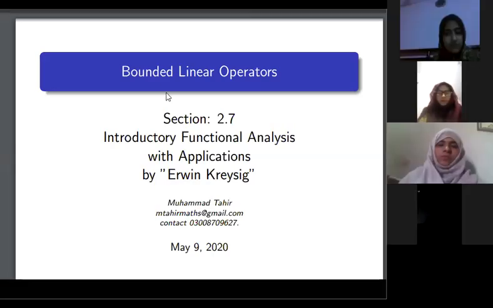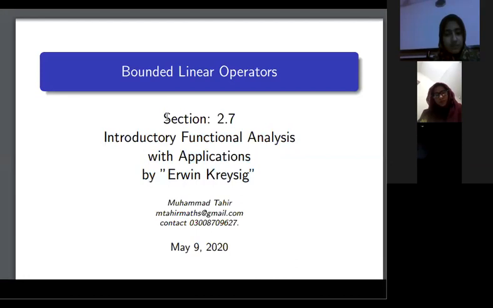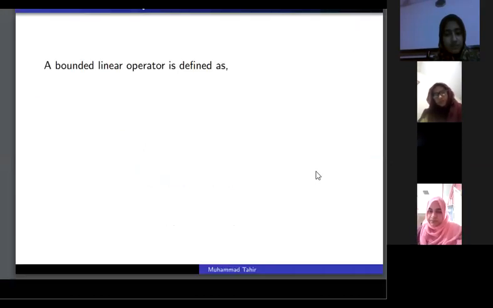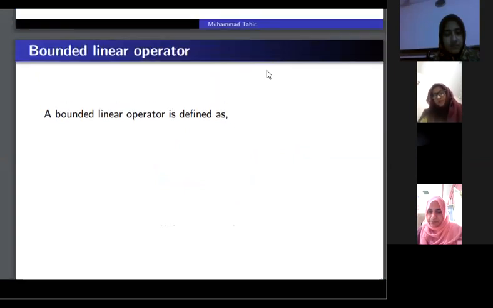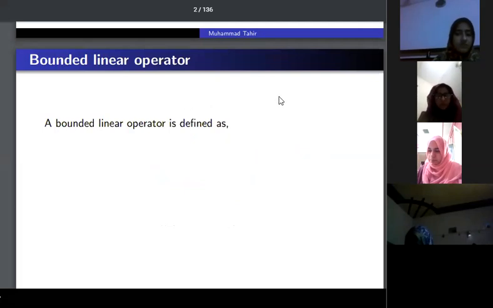Okay, this is our topic, bounded linear operators. This is our recommended book, Introductory Functional Analysis with Applications by Erwin Kreyszig. And today's section is two conditions. Bounded linear operator.